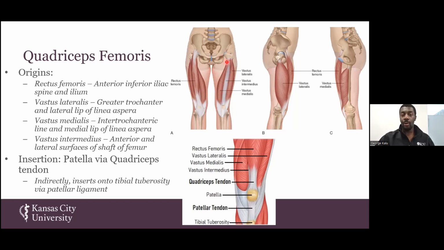So even though we have 4 different muscles here, they're all going to converge at a tendon called the quadriceps tendon, which we're seeing here. When these 4 muscles converge, that's going to form our quadriceps tendon, and that is going to insert onto the patella or your kneecap. And then indirectly, it's also going to insert on the tibial tuberosity, which is that bump on the top of your shin, by way of the patellar ligament, or more commonly referred to as the patellar tendon.